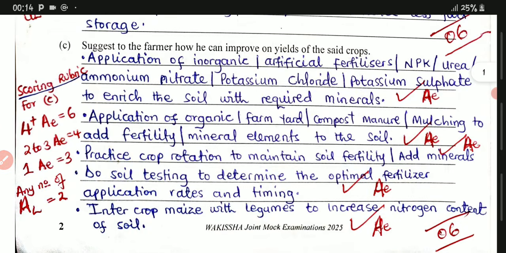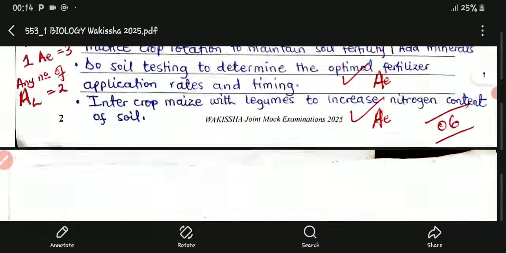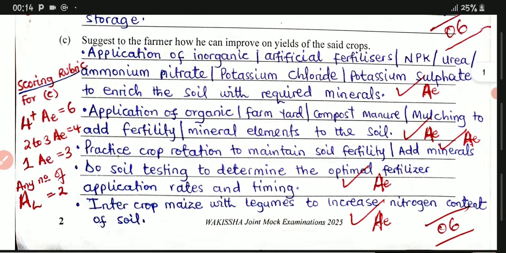Now from there, you also have the last part of this question. We are saying suggest to the farmer how he can improve on the yields. Here we are giving AE: you have given the suggestion or advice, then you have explained. Let's look at it. Application of inorganic or artificial fertilizers such as NPK, urea, potassium sulfate, etc. Now why? To enrich the soil with the required minerals.